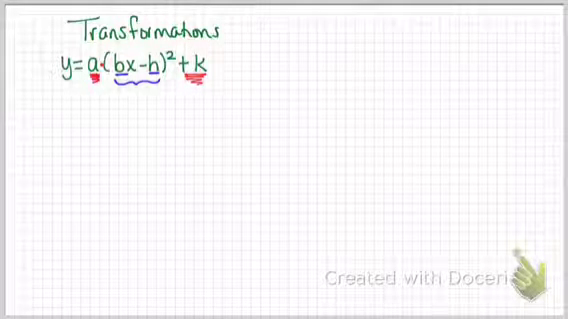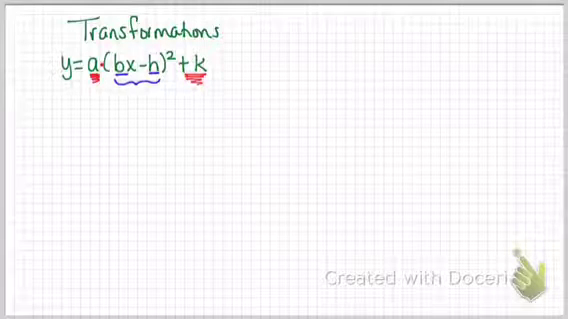The square here, guys, just tells us what our parent function is, okay? Remember, it could be anything other than a square. It could be a cube. It could be absolute value bars. It could be a radical. That just tells us what our parent table is.